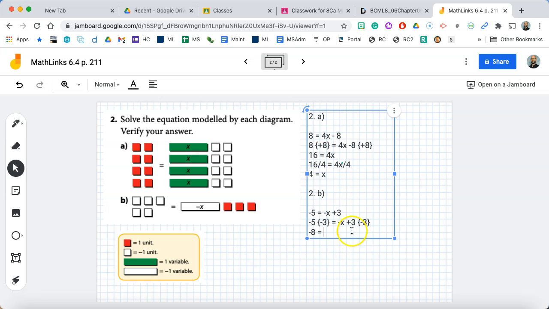Over here, negative x plus 3 minus 3, that gets rid of the 3's entirely. So that gives us negative x. Now, we know that negative 8 equals negative x. And that means that x equals 8. If negative x is negative 8, then it makes sense that positive x would be positive 8. So we're at our answer, and that's how we solve 6.4, number 2.